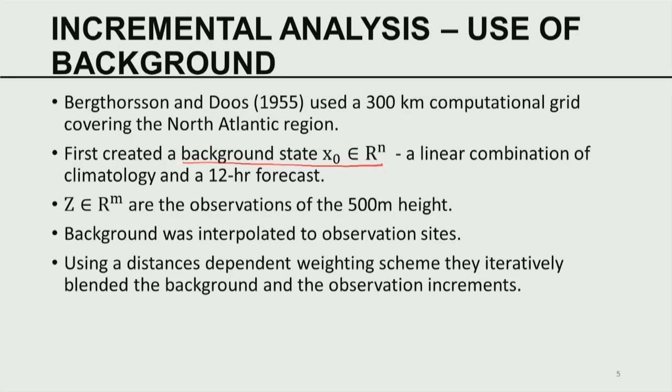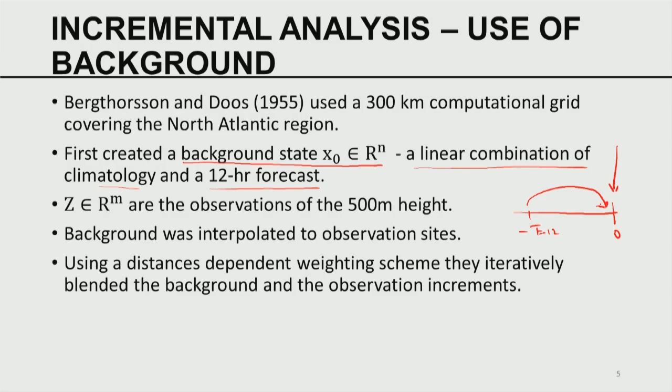How did they create the first background? They created it as a linear combination of climatology and the procedure that they used, using which they had made a forecast, the 12-hour forecast. So this is the present time, this is minus t. They ran their method from minus t to 0 forward, that is t is equal to 12 hours. So minus 12 hours to 0, they made a forecast. So that forecast had information on the grid about the state of the system they are looking at. Of course, they also have the information from climatology.